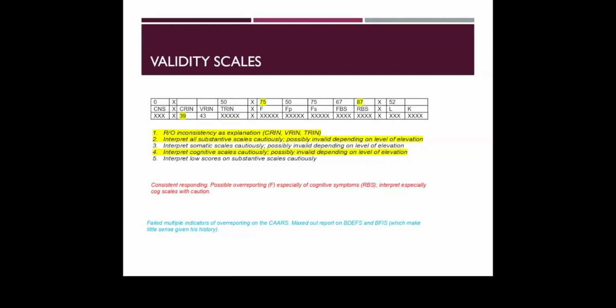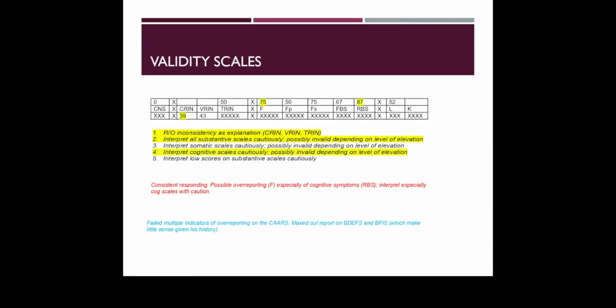So what we have in red is my integration of what was listed as the interpretation of these scales: consistent responding, possible overreporting, especially of cognitive symptoms, interpret especially cognitive scales with caution. So we need to think about that moving forward with the rest of the profile. Now, with regard to the actual presentation of this client, that's always going to show up in blue on these slides.